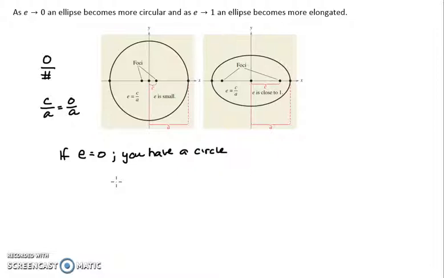Now, if we think about what happens when e is equal to 1, then c over a equals 1, which means c equals a, which means this goes all the way out to our vertex, and what we end up with is a line segment, and that's not very interesting. So we're never actually going to see that. But we will see e being 0, and that's going to give us a circle.